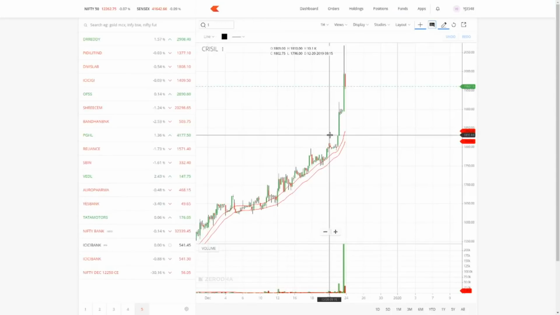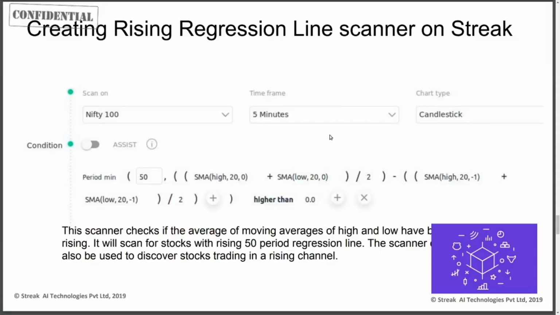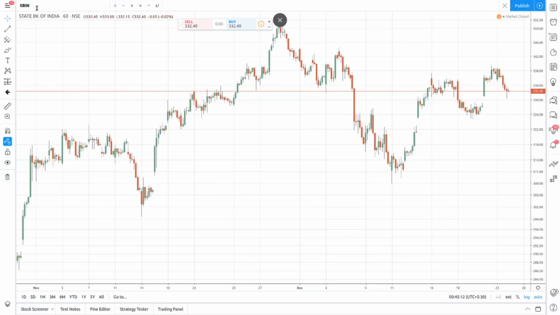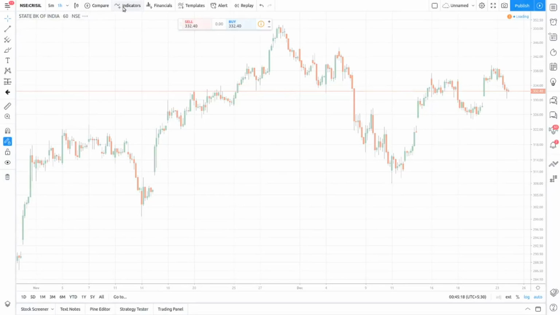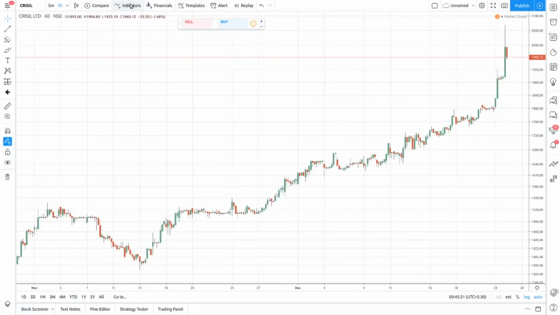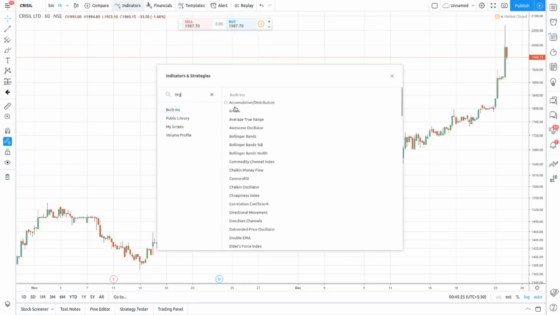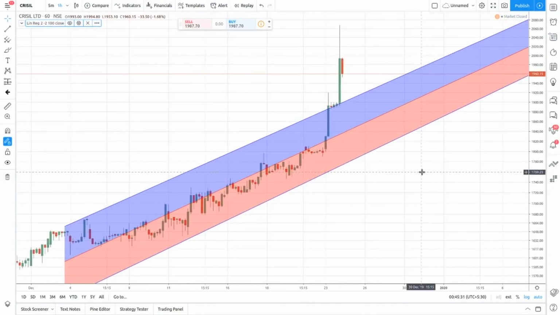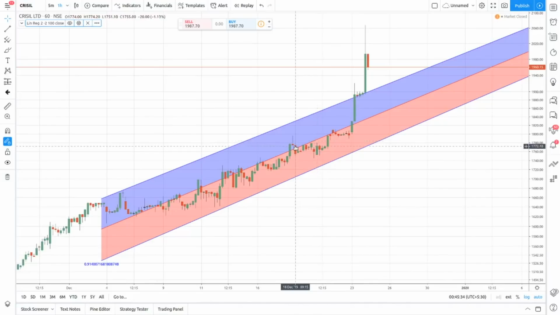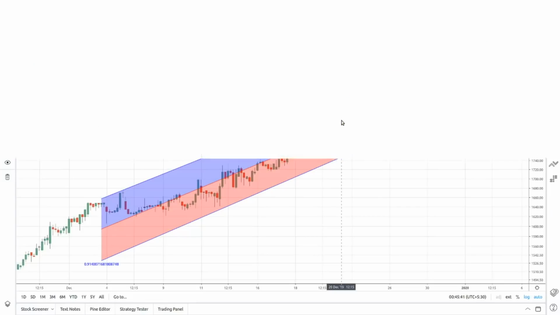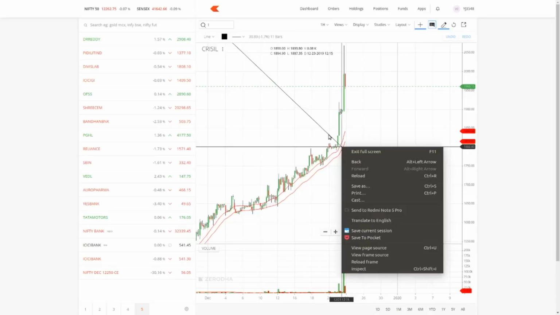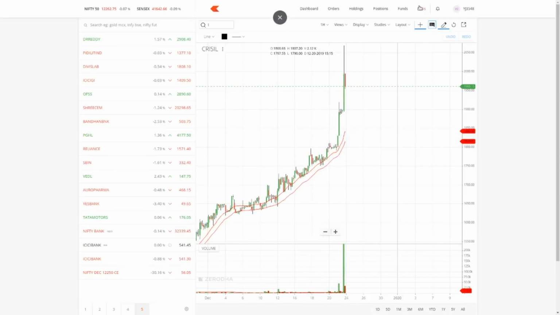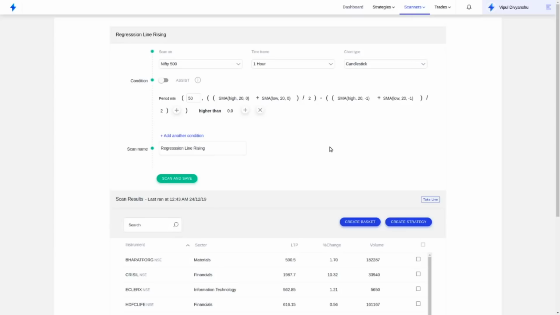Okay, so if I have to see what the regression looks like for this, let me just go here. Let me just type Crisil, and change the chart to 1 hour and just type regression line. So you see that the stock is in an upward regression line. So this is how a regression line looks like. The scanner that we built approximates for that. Okay, so we have used moving averages of high and low to identify this trend.